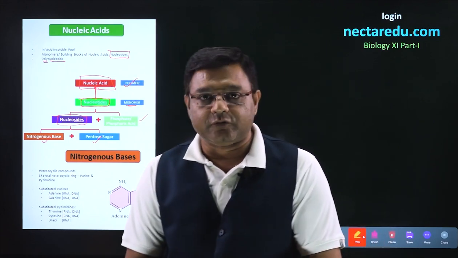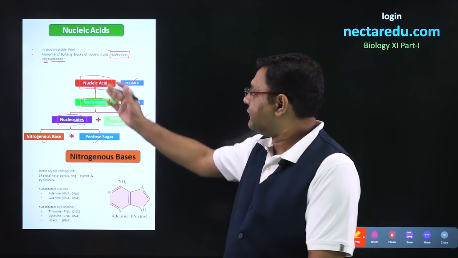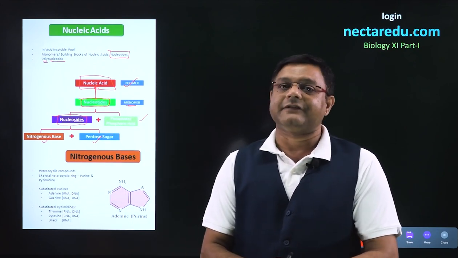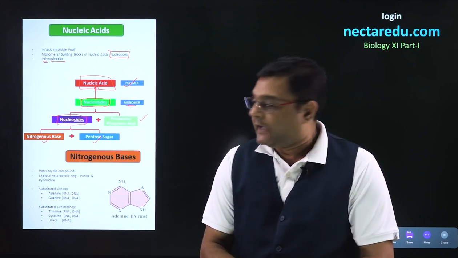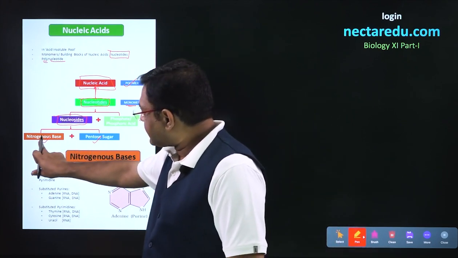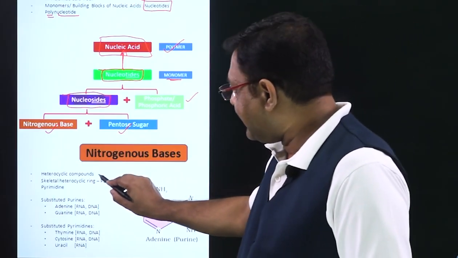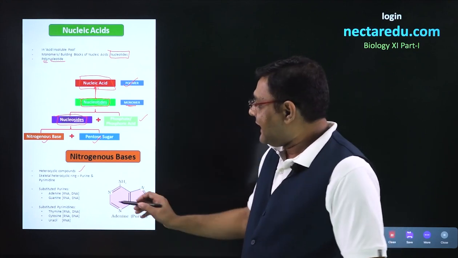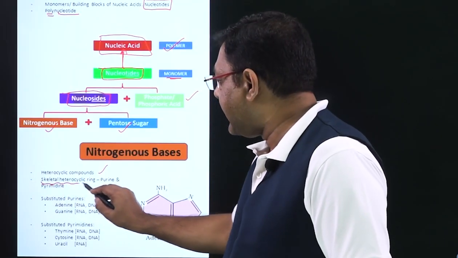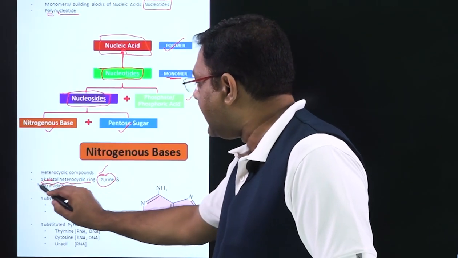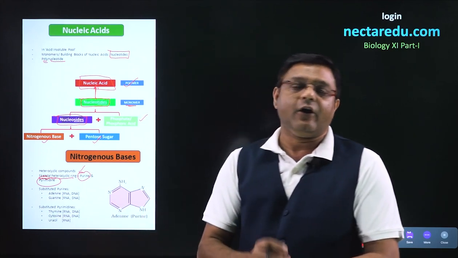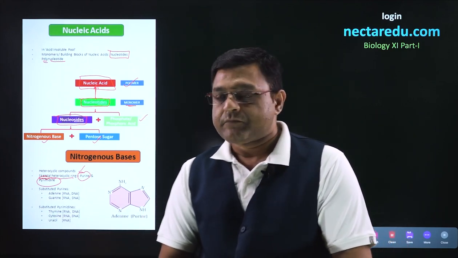Nucleic acids can be of two types, as we very well know. The first type is RNA and the second type is DNA. Starting with the structure of nitrogenous bases. So, nitrogenous bases are heterocyclic compounds. The skeletal heterocyclic ring can be of two types. We can call it purine or we can call it pyrimidine.